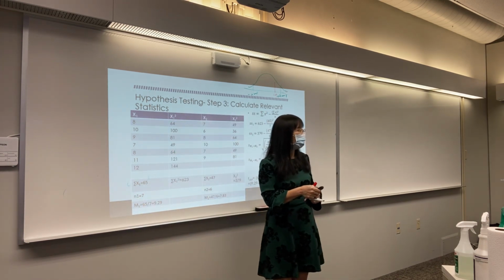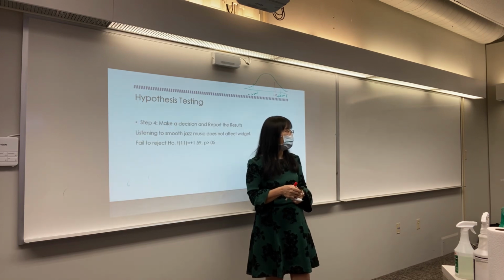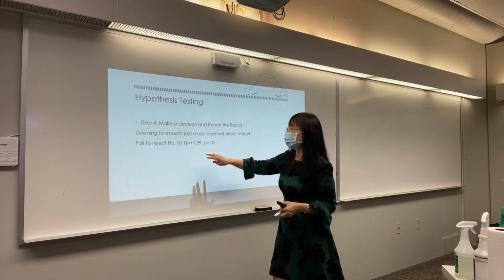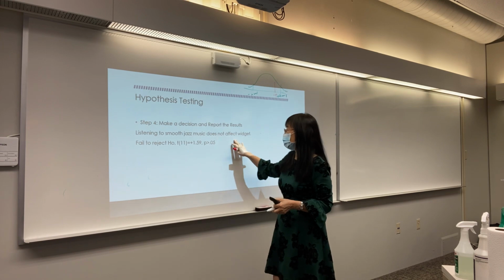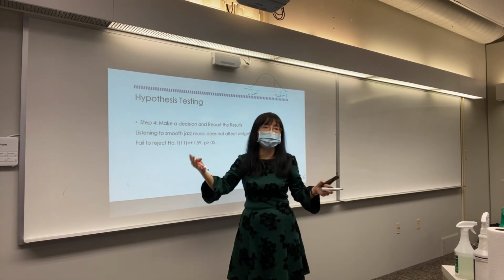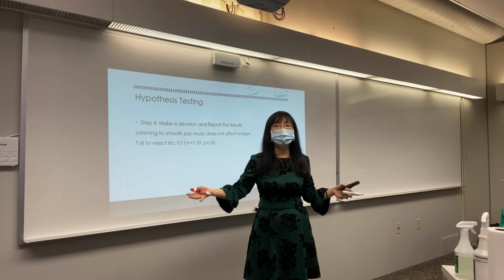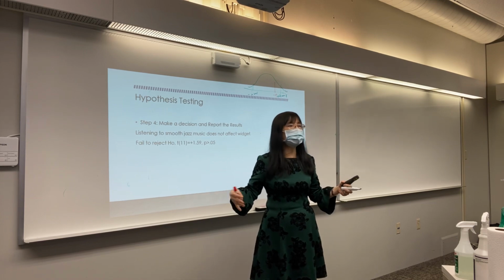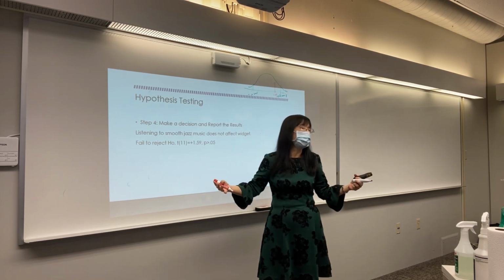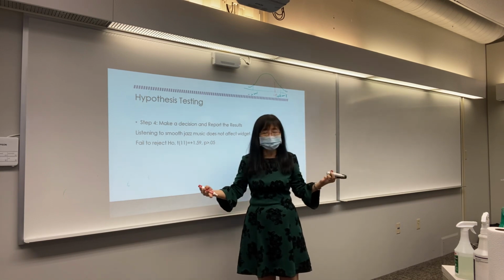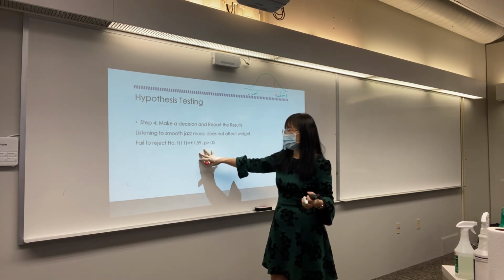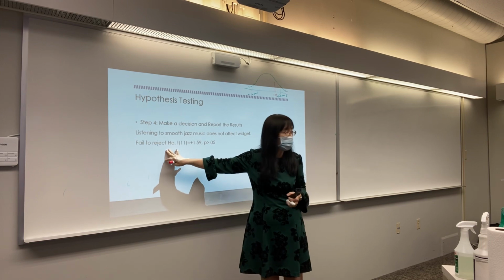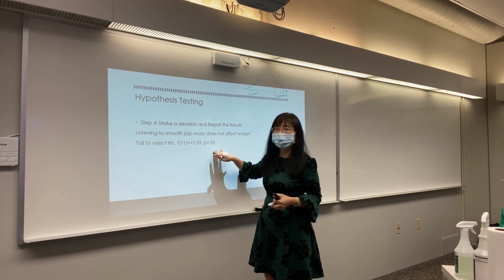Okay, so now step 4, we will make a decision and report the result. Then you say listening to smooth jazz music does not affect productivity. Why does it not affect? Because we fail to reject. So fail to reject H0, that means mu1 equals mu2. Whether you put music in your company or not doesn't matter. Their productivity is the same. So fail to reject H0, again, make sure you write fail to reject H0, not just say fail to reject. And then p greater than 0.05.